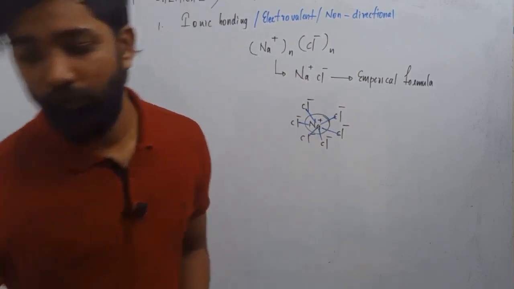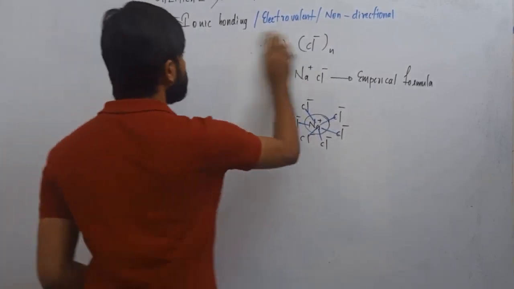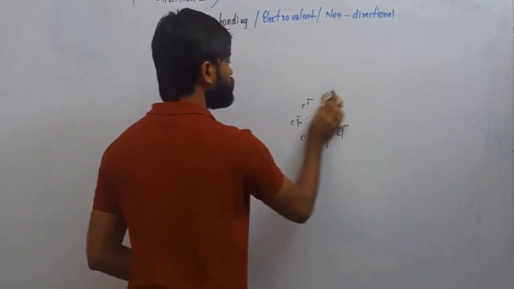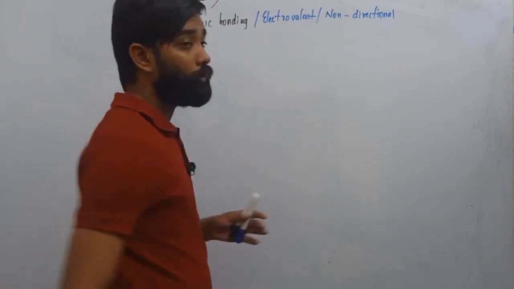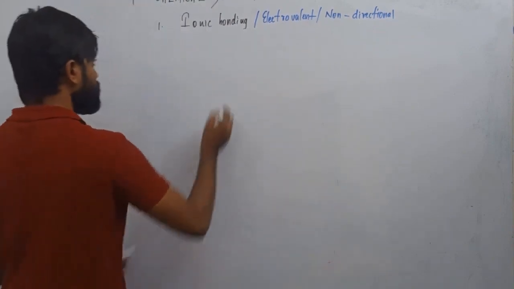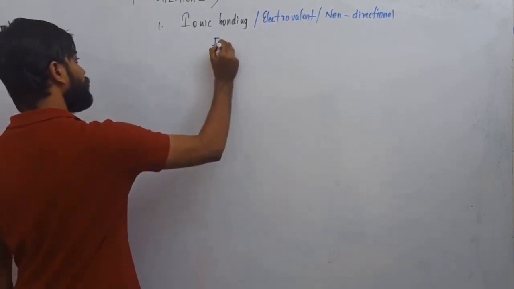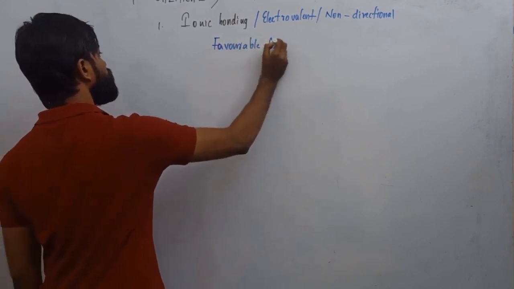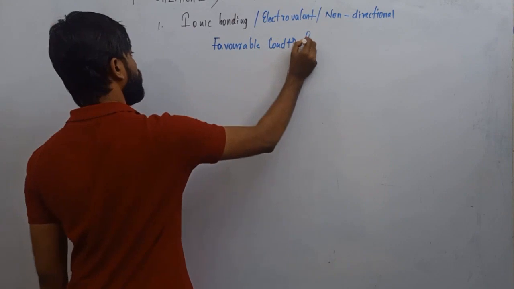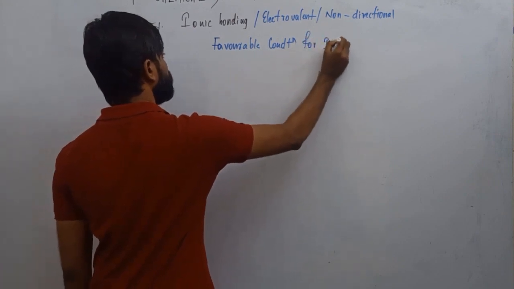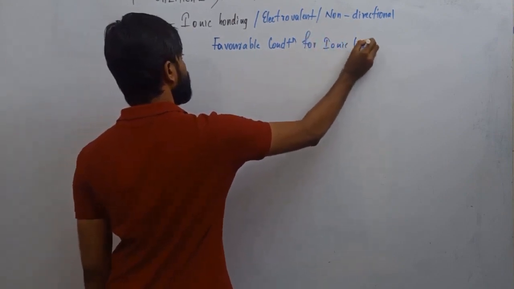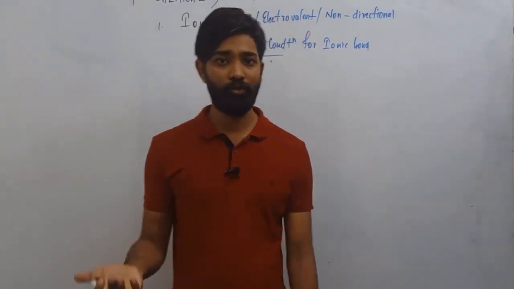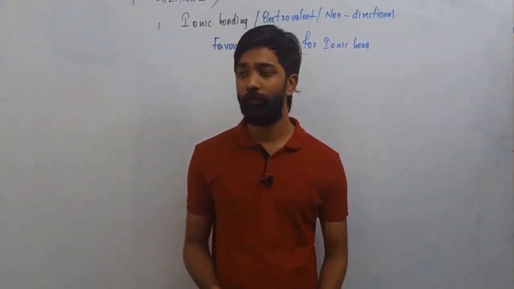Ready? Fine. So next, put a heading: factors affecting ionic bond, or favorable condition for ionic bond. That's better. So give a heading: favorable condition for ionic bond. I think you are familiar with thermodynamics and classification of elements. So this is very easy.